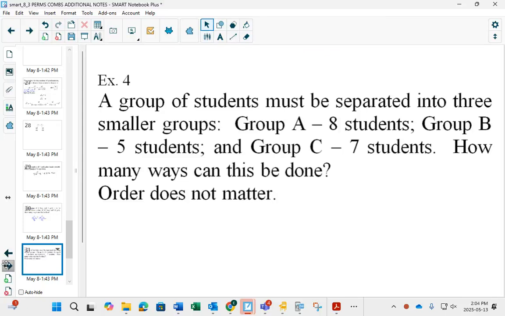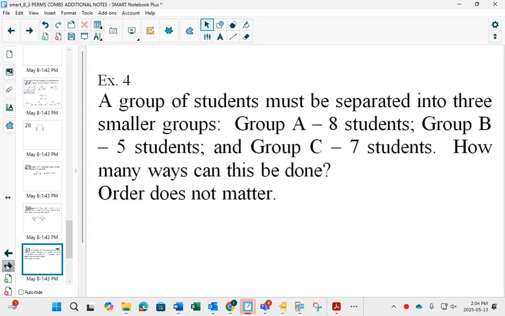A group of students must be separated into 3 smaller groups. 8 people are going to be in group A because it's more work. Group B is a little bit easier, so it's only going to be 5 people. And group C is 7 people. This is a phys ed class, and they're going outside for cleanup day at the Living Prairie Museum. There are different areas. One area is bigger, so they put 8 people in that group, and so on and so forth. How many ways could this be done?